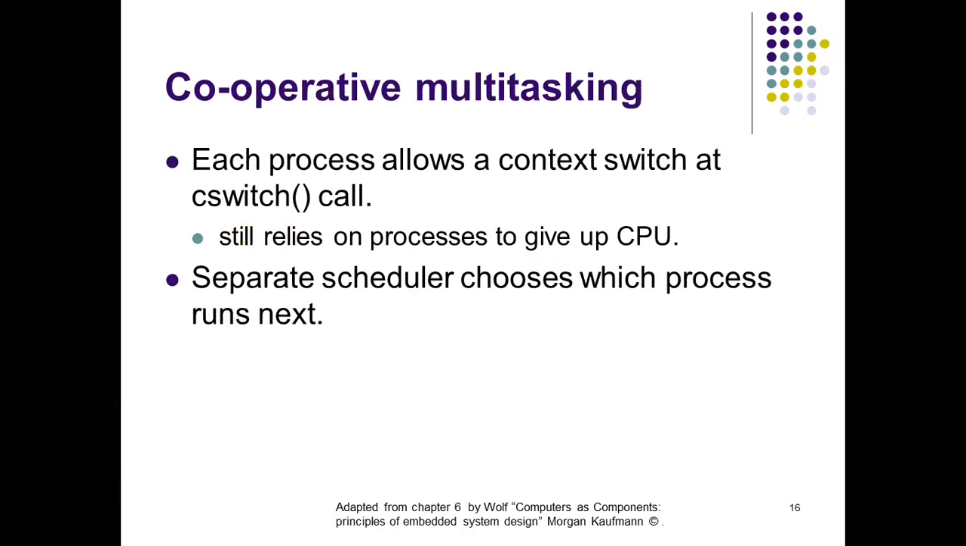So that's coroutines. Cooperative multitasking is very similar, except you do the context switch by just saying CS switch. And so this CS switch call says, I've done the work that I want to do for now. I'm going to give my control back to the operating system and then let it choose what it wants to do next. Now note that you still rely on each process giving up the CPU, and that's why it's cooperative.